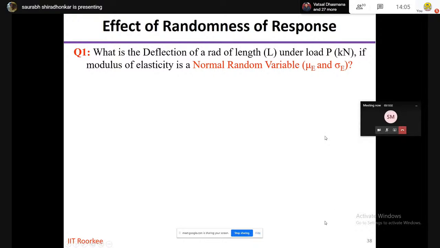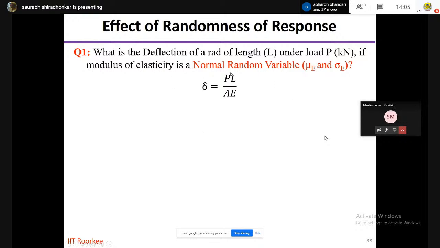So coming back to the question, now instead of having a fixed value of modulus of elasticity for a given bar, and knowing the load and actual cross-sectional area, you could figure out the deflection. But now I'm saying that the modulus of elasticity is not a single fixed value. It is basically a random variable. What it means is that it can take any value of the normal distribution.